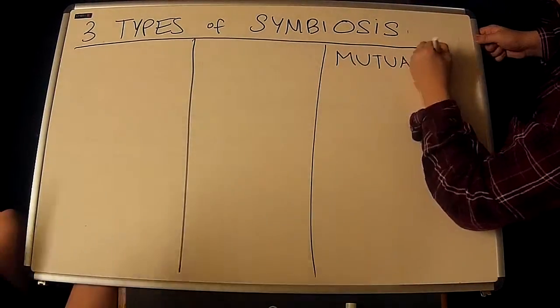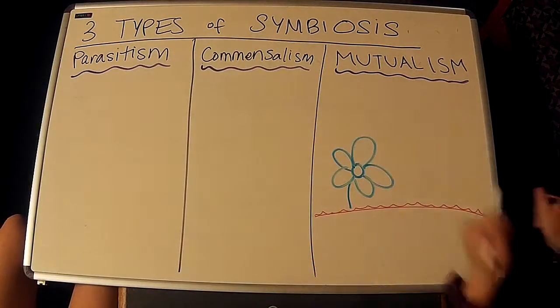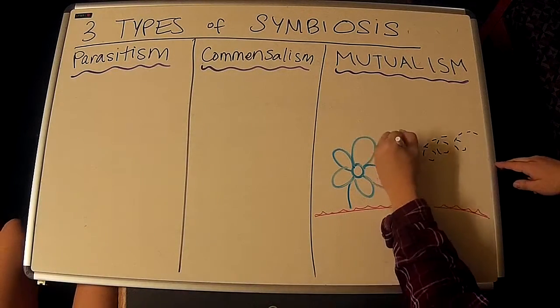There are three different kinds of symbiotic relationships. The first is a mutualistic relationship between the bee and the flower. The flower gets pollinated while the bee receives food.